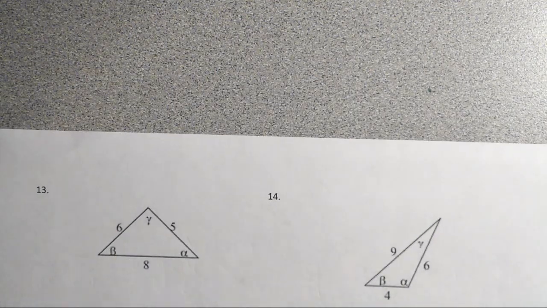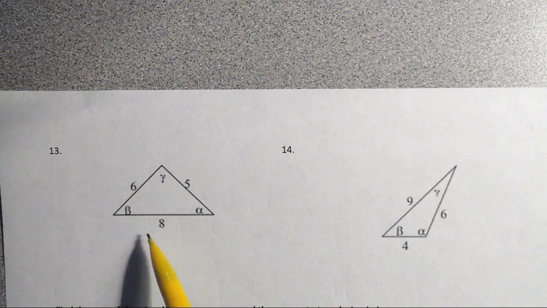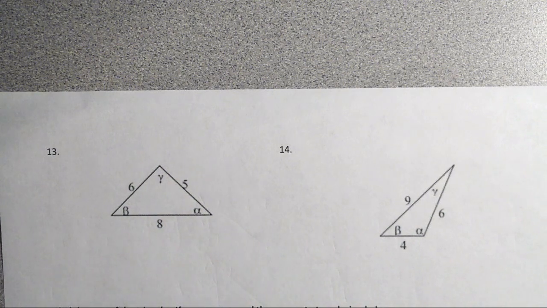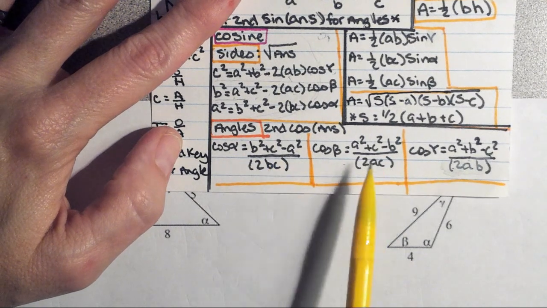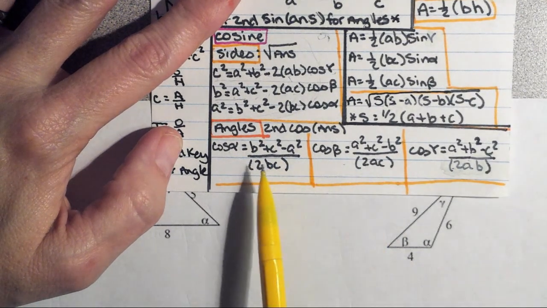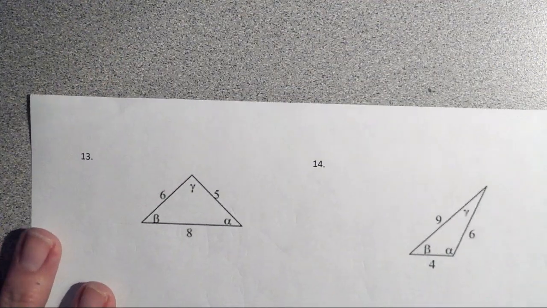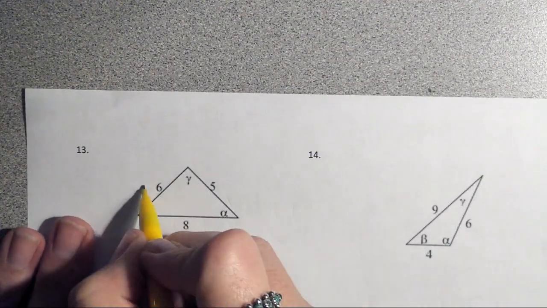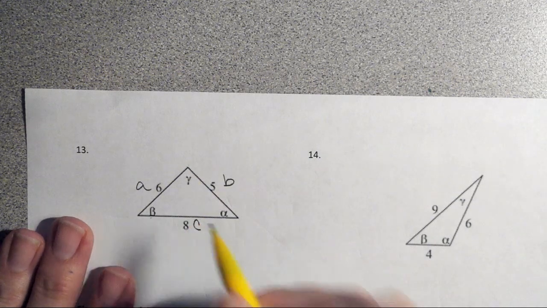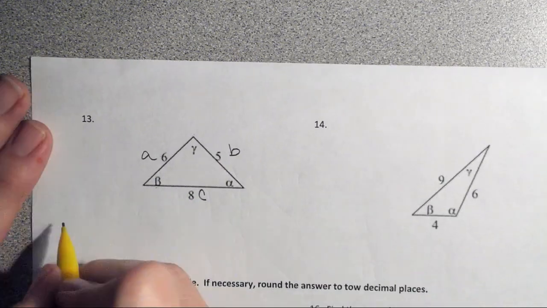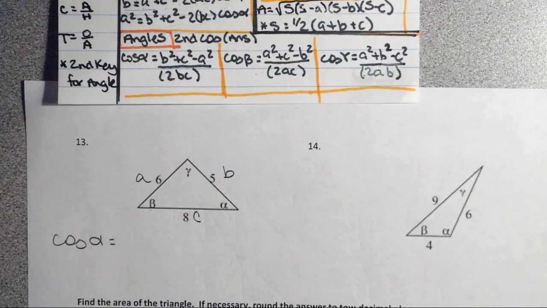Number 13 and 14 are doing the same thing. When they give you all the sides, you can only use law of cosines. And we're going to use the formulas that we wrote down here on the bottom. We're going to find cosine of alpha, cosine of beta, and we're going to add those two up and subtract it from 180. So the first thing I'm going to do is label my sides. Opposite alpha is A, opposite beta is B, opposite gamma is C. And I'm going to plug into the same formula I just got through using. So I'm going to find alpha first.